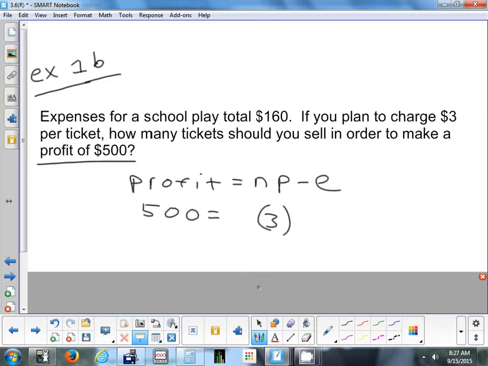My expenses. Okay, what are my expenses here to hire the band? Or in this case, at the school play. Yeah, it costs $160. And then the only thing I don't know is N, and that's what I'm trying to find. How many tickets?